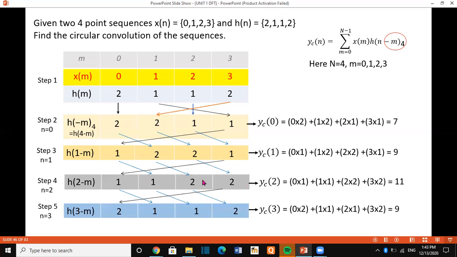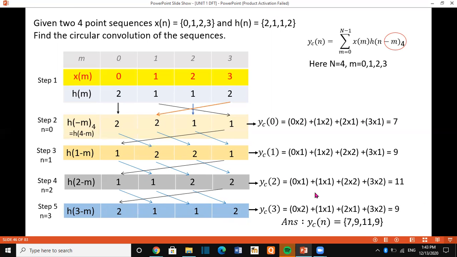So again, we'll multiply sample by sample. That is, we'll multiply 0 with 2, 1 with 1, 2 with 2, and 3 with 2. And then we're going to add all these values. So we'll get yc of 3 is equal to 9. So finally, yc of n is equal to 7, 9, 11, 9. I hope this concept is now clear to you, how to find out the circular convolution of two sequences.